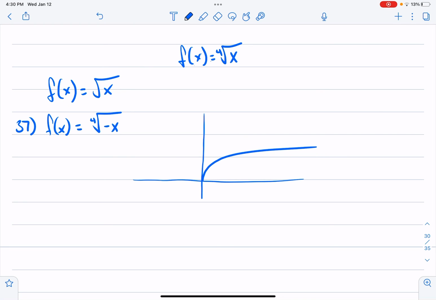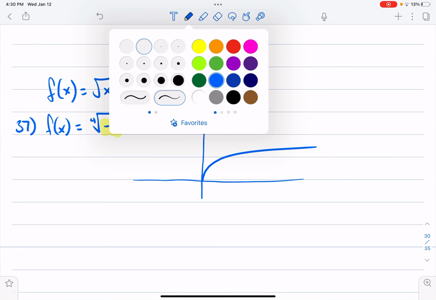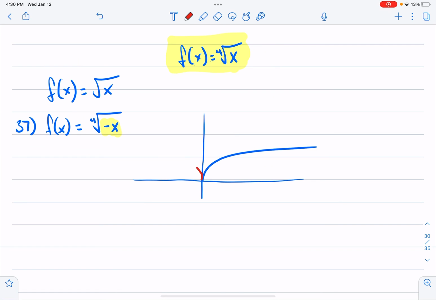Anyway, I'm just giving you that example. So the root function is this one right here. To put a negative x inside it, that reflects it about the y-axis, and it shows up over there. Not great, but you get the picture.